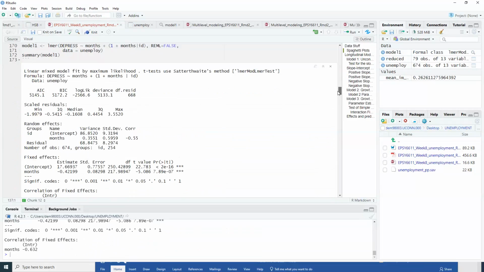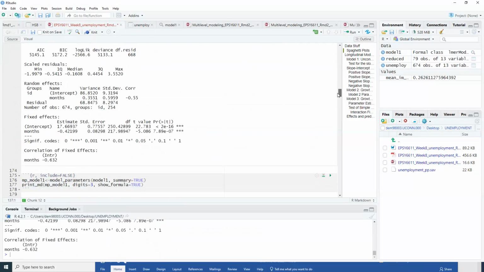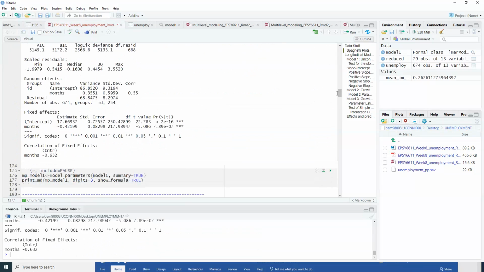Okay, here we go. Let's take a look at our output here. Let's quickly interpret the intercept and the slope. So what is this telling me? Intercept is 17.67. What does that mean? This is easy. It's an unconditional growth model, right? Yes, but how do I interpret it in this model? It is the expected depression score when time is 0. So right when people become unemployed, their expected depression score is 17.67. And their slope is, and I like this example for this reason too, negative 0.42.